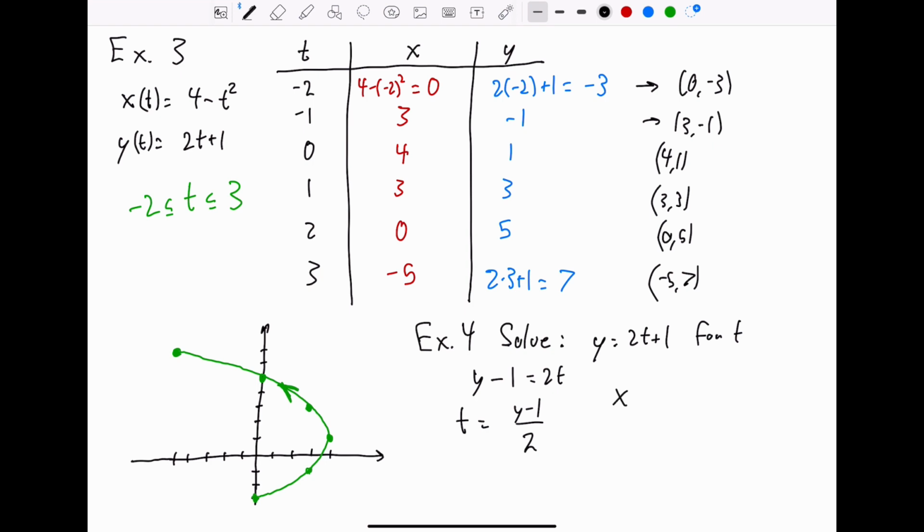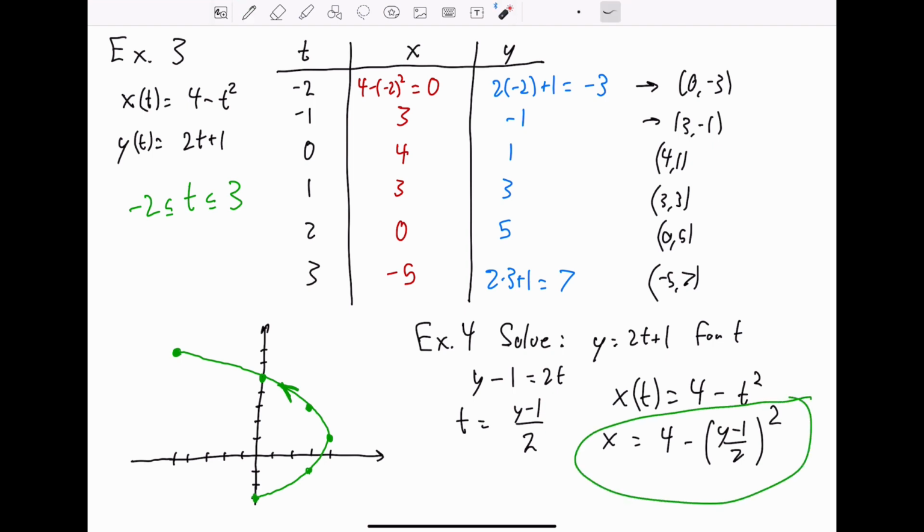So x of t equals 4 minus t squared, and now we replace the t with (y minus 1) over 2. So we have x equals 4 minus ((y minus 1) over 2) quantity squared. This is a Cartesian equation for the parametric curve. If we were to plot this, we would get an entire parabola here. There would not be a finite portion and there would be no direction, but this is the corresponding Cartesian equation for this parametric curve. Let's take a look at this in Desmos.